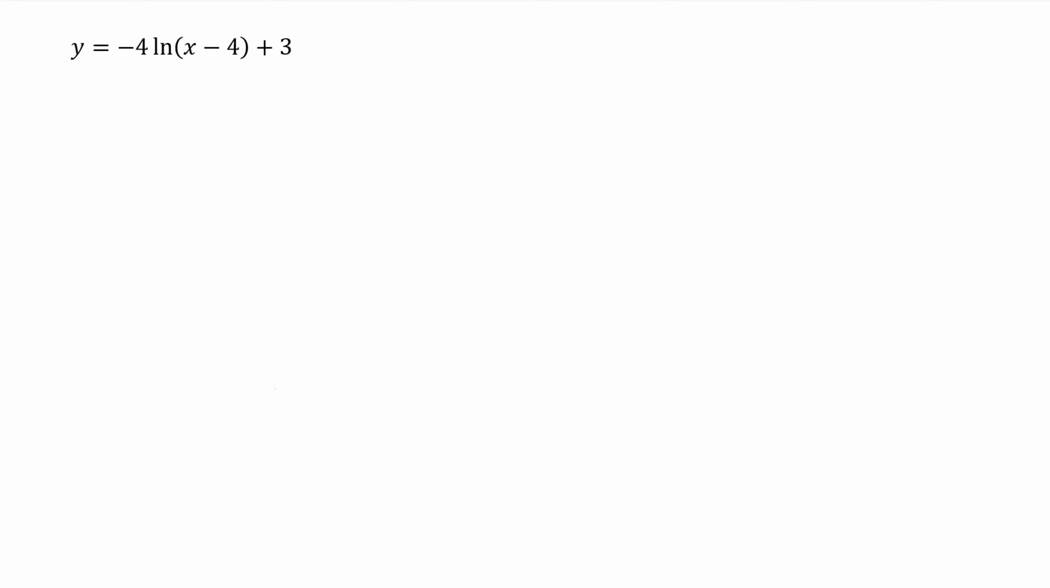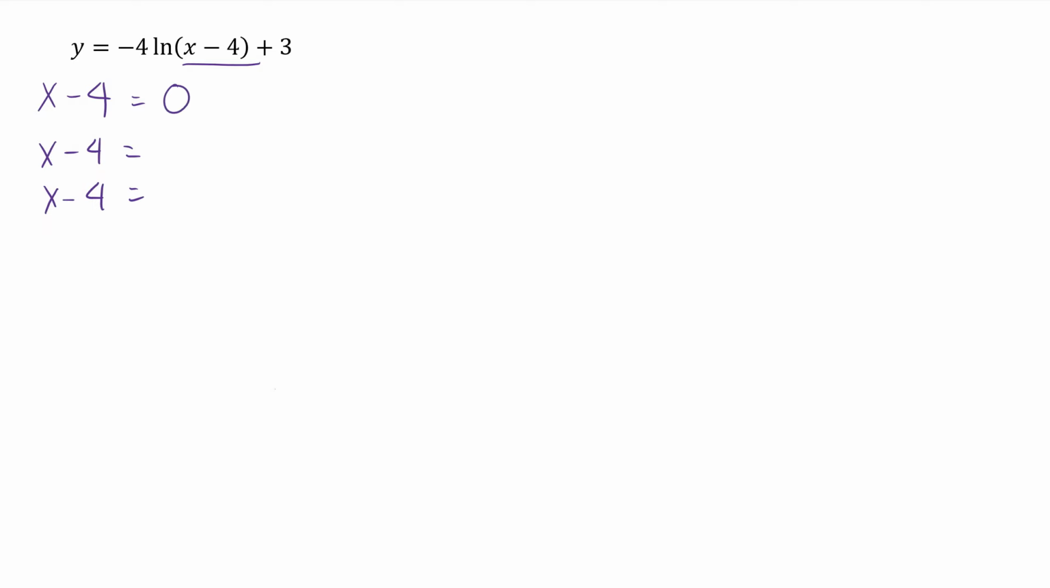Let's take a look at our second equation. Y equals negative 4 times natural log of (x minus 4) plus 3. Here, we're looking for the same things. We want to find our vertical asymptote. We want to find 2 points so we can plot them and draw our graph. So we're going to set what's inside the parentheses equal to 3 things, just like we did before.